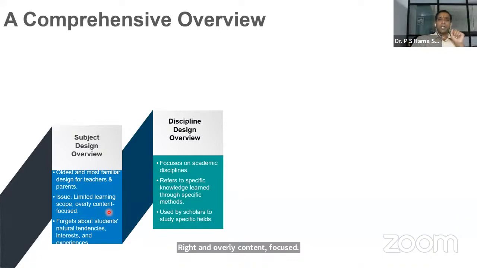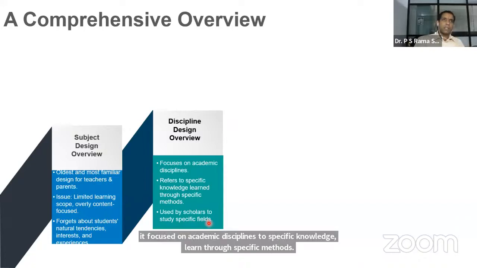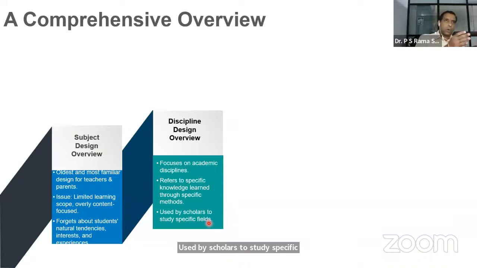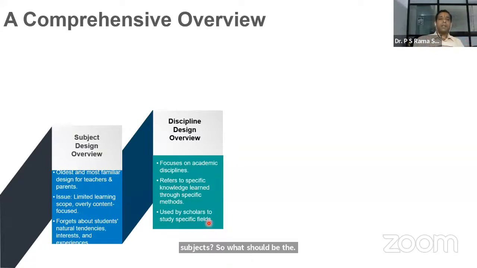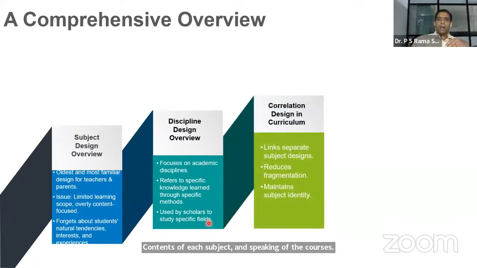The second one is discipline design. It focuses on academic disciplines, referring to specific knowledge learned through specific methods used by scholars to study specific fields. Means, say in computer science, how the curriculum should be, what should be the core subjects, what should be the elective subjects. I'm not speaking of the contents of each subject. I'm speaking of the courses. That's discipline design.